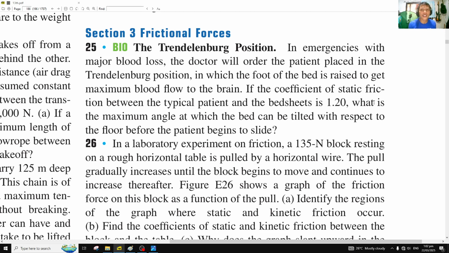Okay, you just look at the formula. What is the maximum angle at which the bed can be tilted with respect to the floor before the patient begins to slide? So may I first draw the problem?